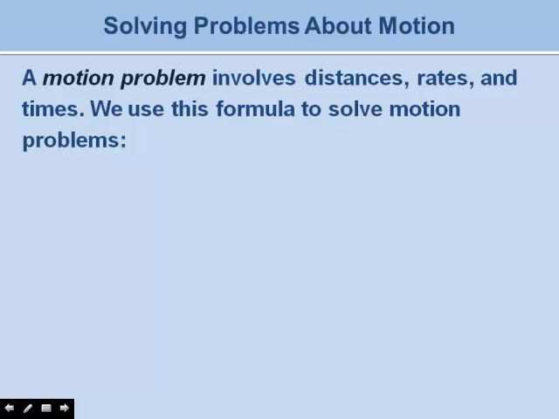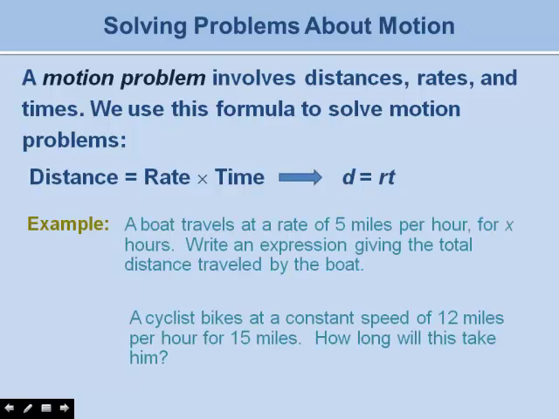Now we're going to look at a different type of problem called a motion problem. These problems involve distances, rates, and times. And there's a specific formula that we're going to use to solve these kinds of problems, and that is that distance equals rate times time. A shorter way to write this is just to use d for distance, r for rate, and t for time. So we get d is equal to rt.